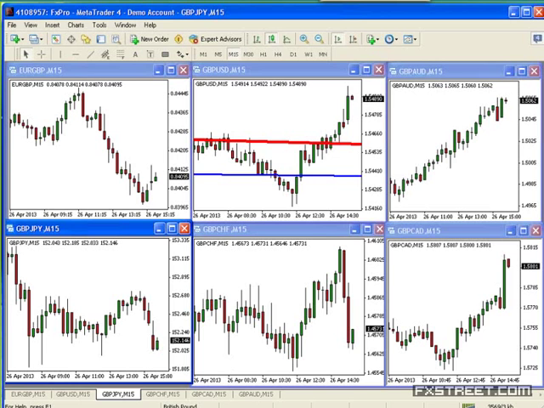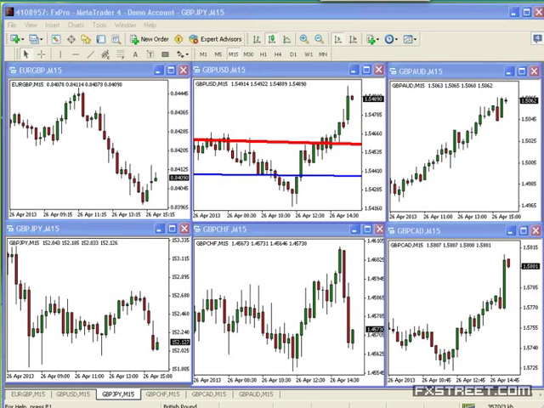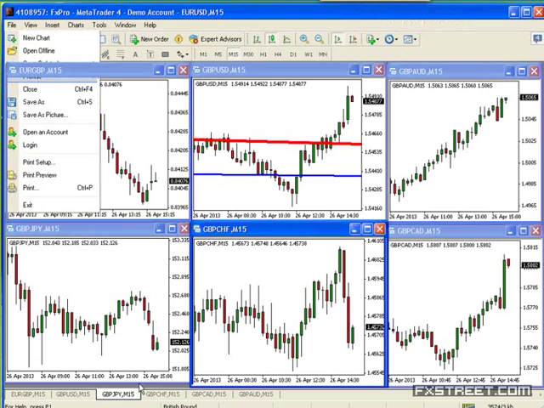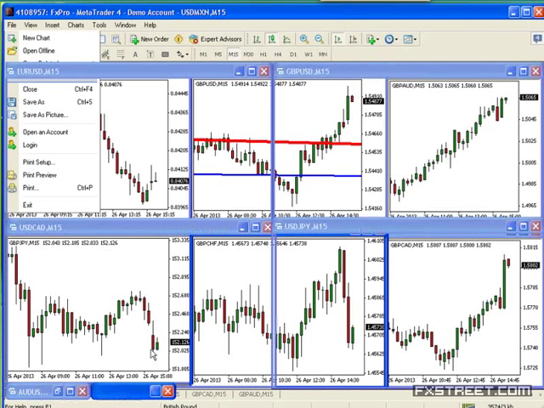Looking at some of the comments here, I don't think I've missed anything else. Let's go back to where we started, which is my view of some USD pairs. We'll see what's happened here.